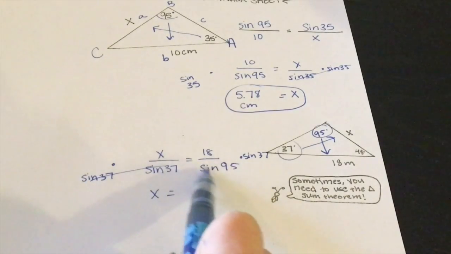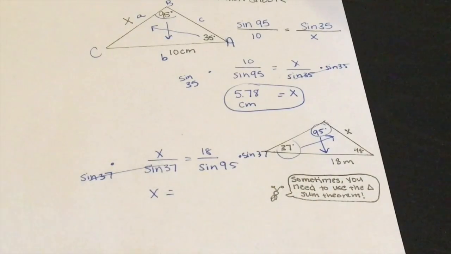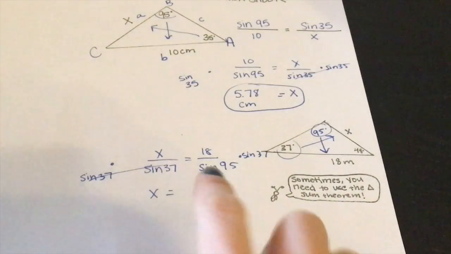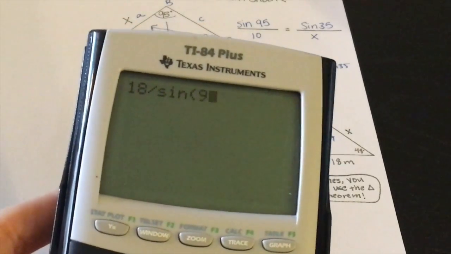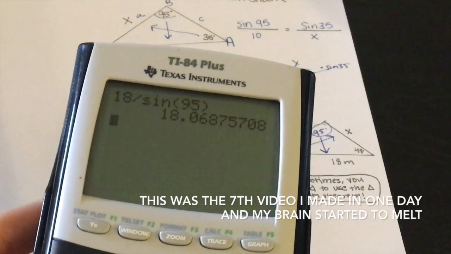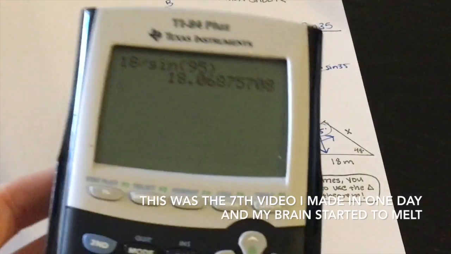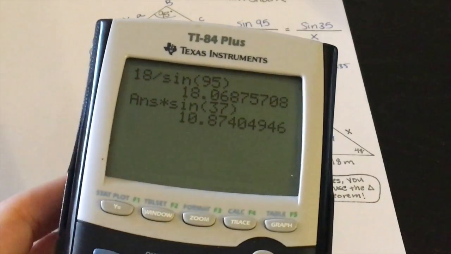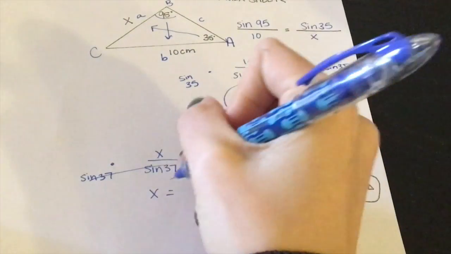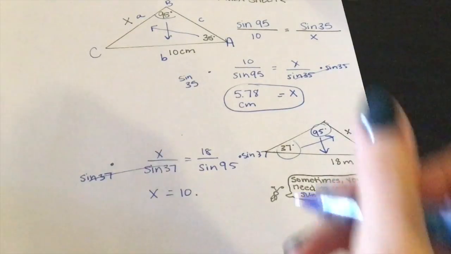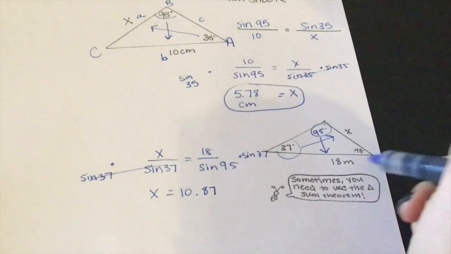Again, I want to divide this first and then multiply. So 18 divided by the sine of 95 is 18.0 and so on, and then multiply by the sine of 37. So I figure out that x is 10.87 meters.